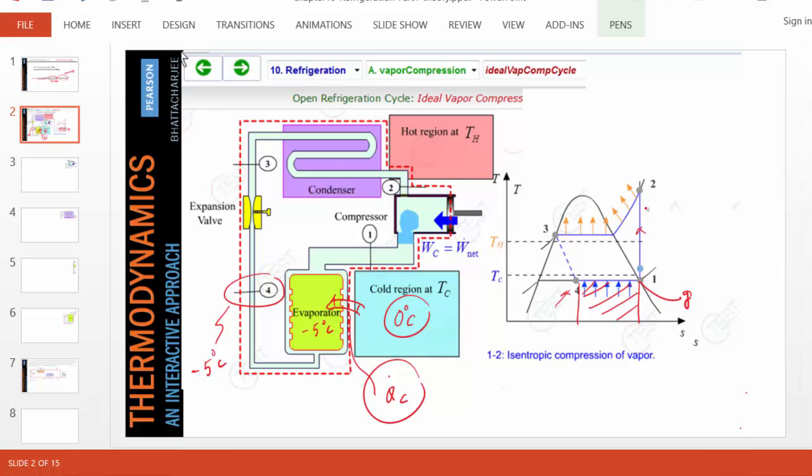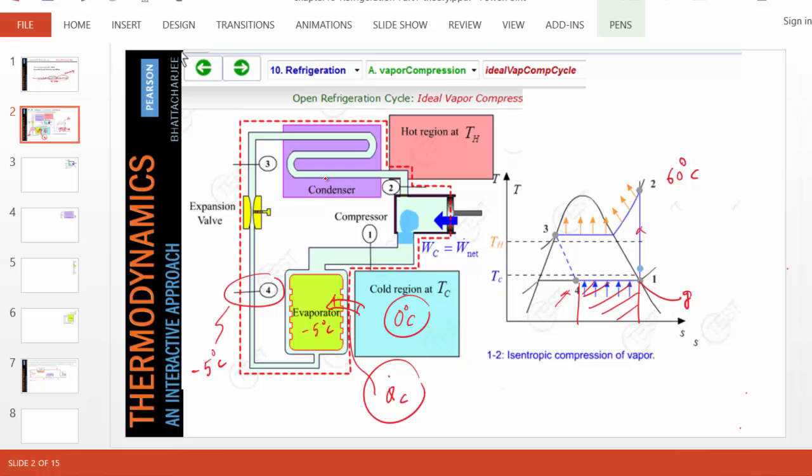When you compress a vapor, it is similar to compressing a gas, so the temperature rises and the pressure also rises. So at state 2, we have quite a high temperature. Let's say the temperature is 60 degrees Celsius at state 2. Now, at state 2, we have superheated vapor at a higher pressure, and we send it to a condenser. What happens in the condenser?